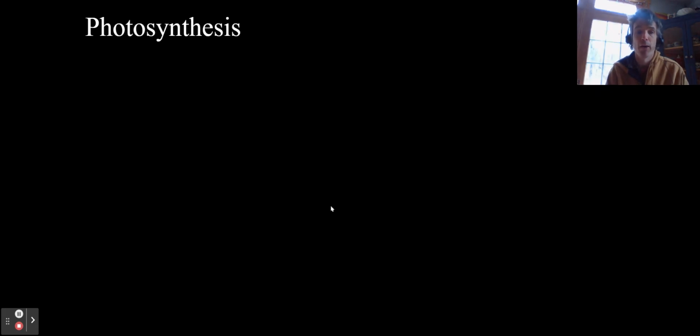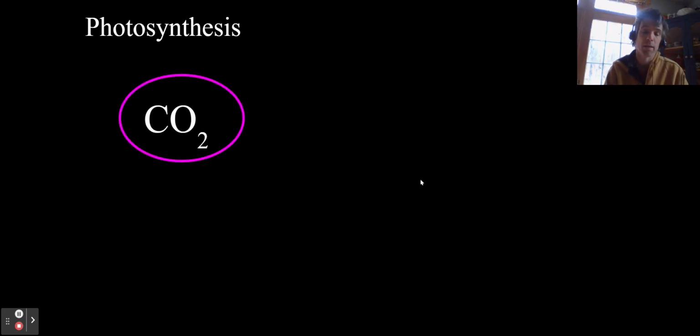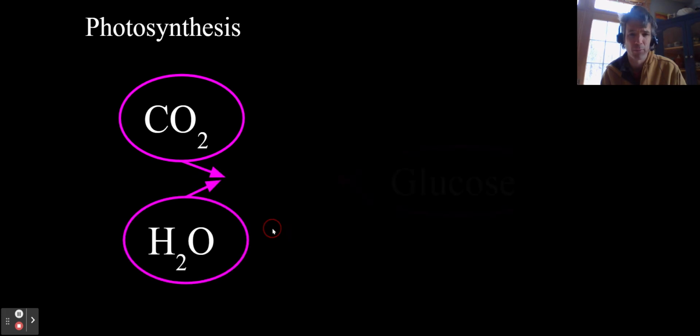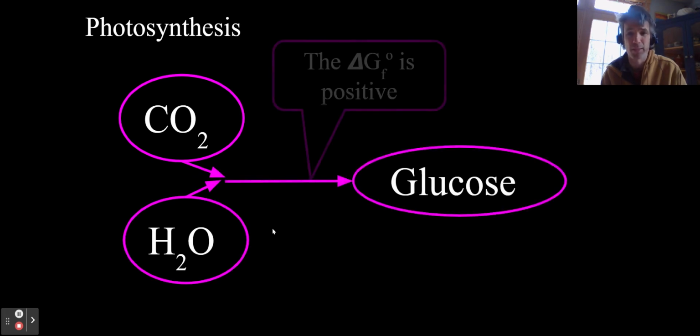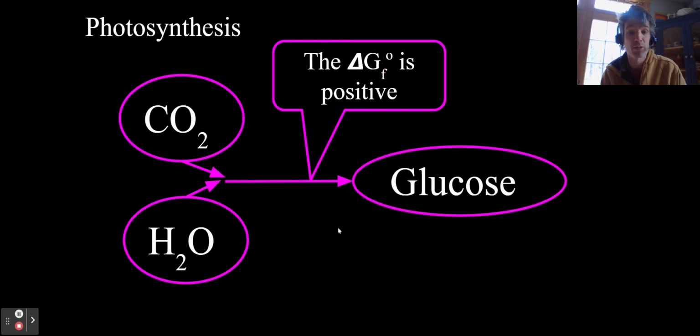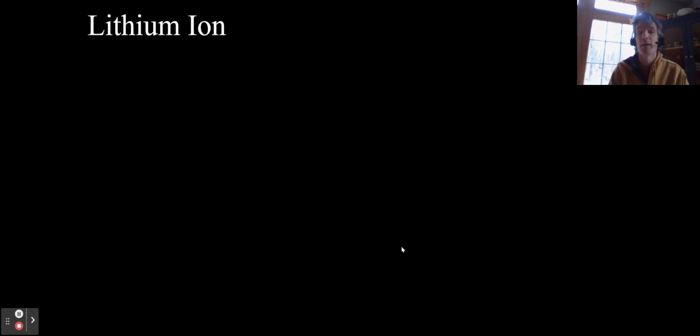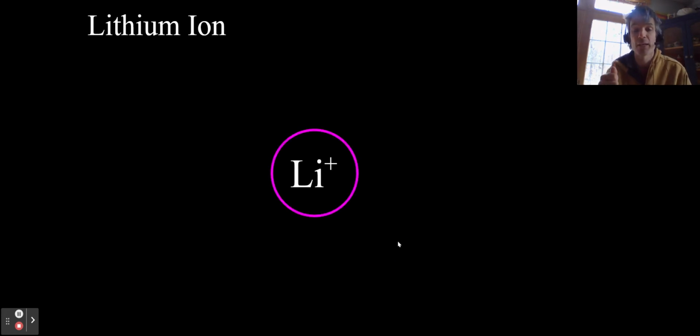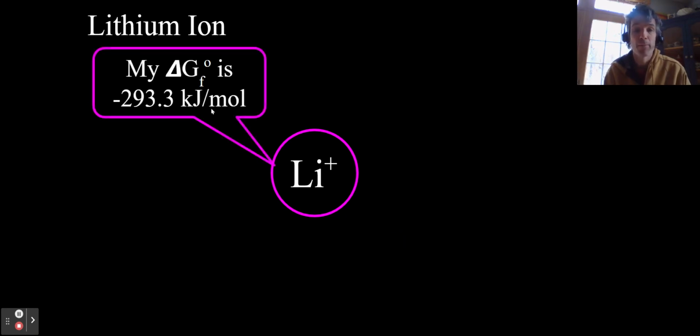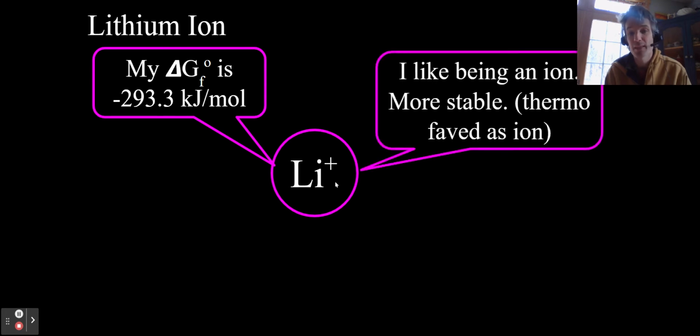Right now, I want to go over the energy source manner first. With photosynthesis, you've got this positive delta G. Where does the energy come from? It comes from the sunlight. Lithium ion is another very common case where you have an energy source to overcome a positive delta G value. To turn this back, I'm going to need 293 kilojoules of energy per mole. So it means this thing's really stable.